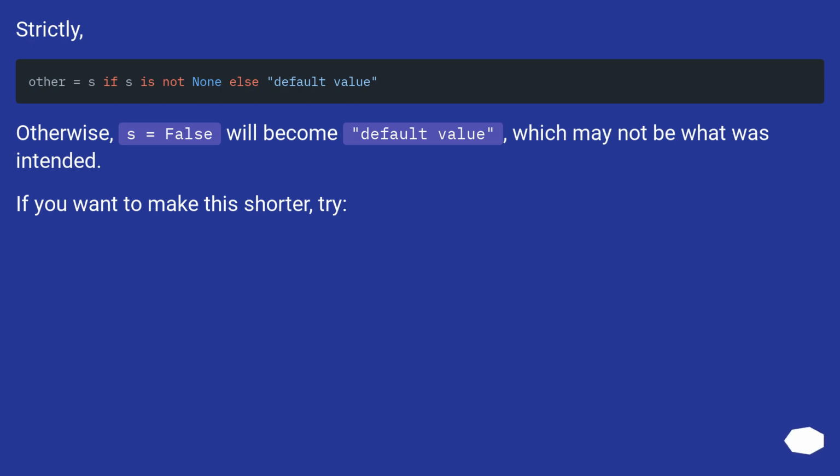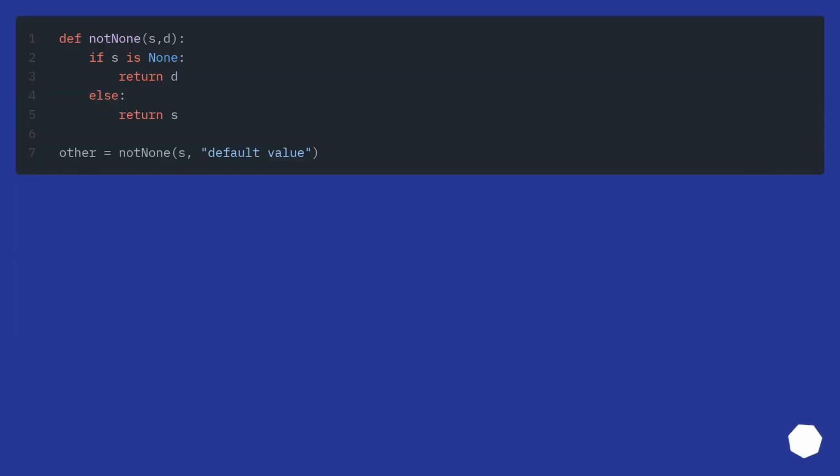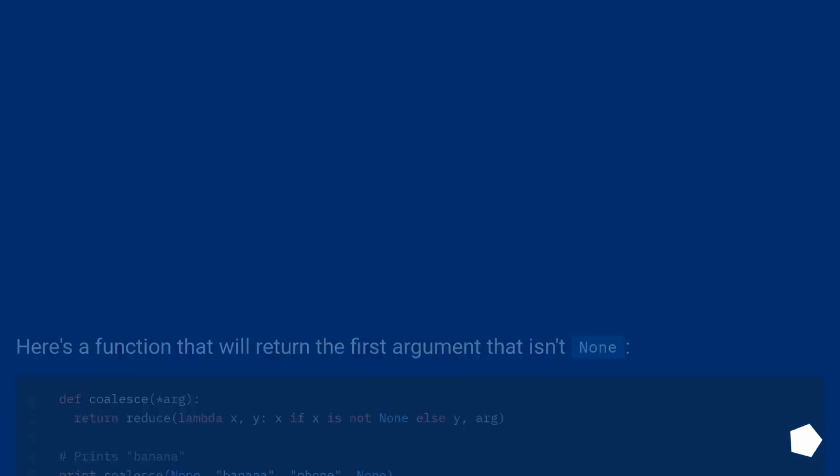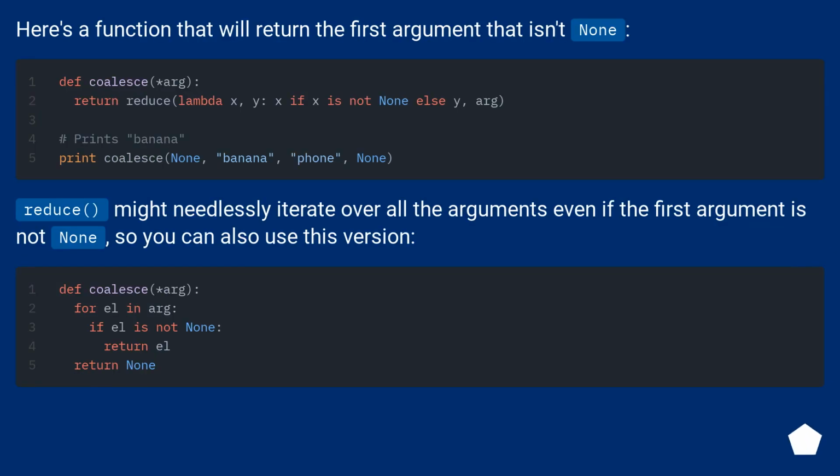If you want to make this shorter, try this. Here's a function that will return the first argument that isn't None. Reduce might needlessly iterate over all the arguments even if the first argument is not None, so you can also use this version.